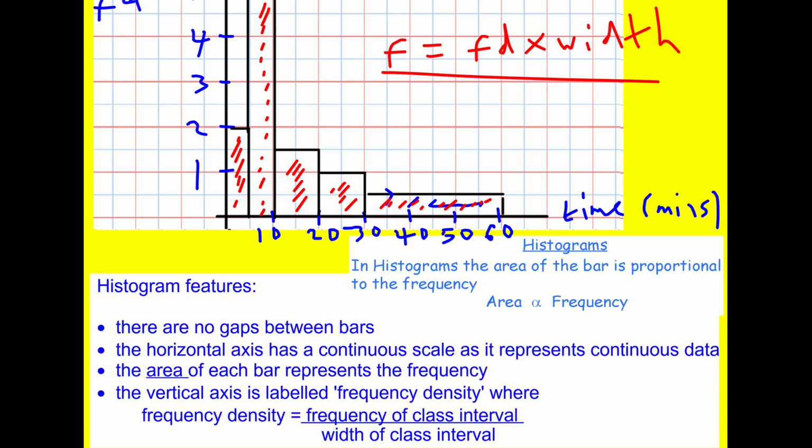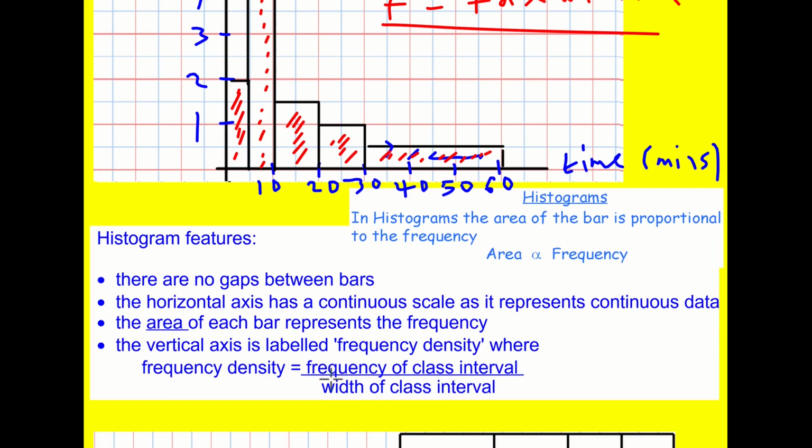There are no gaps between bars because it's continuous data, whereas in a bar chart we showed that we had gaps in between. I think I've been talking about this already. And that's just a summary. To be honest, I've already smashed it and told you all that stuff. Okay.